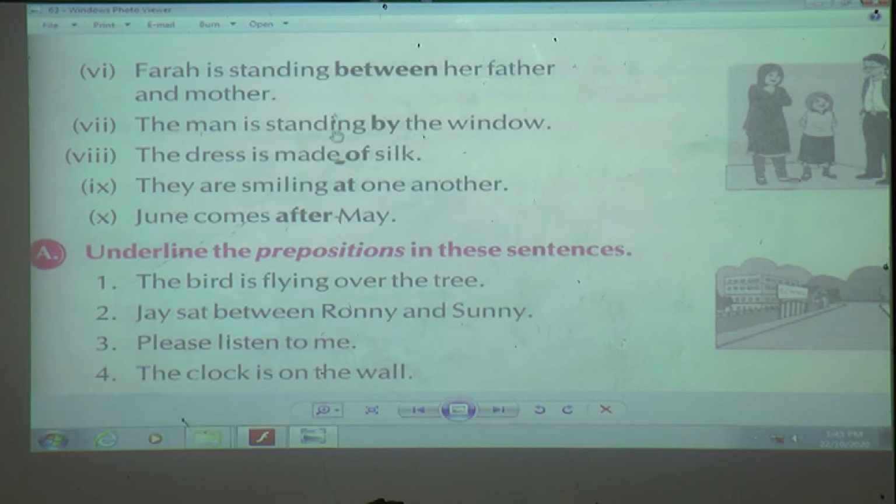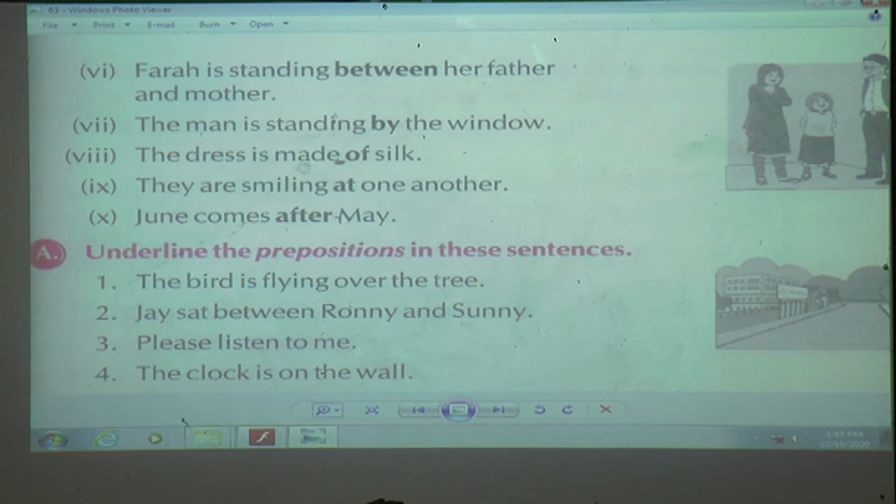The man is standing by the window. Where is the man standing? Yes, by the window. So by is a preposition. The dress is made of silk. So the dress, what is it made of? Silk. So of is a preposition. The dress is what, students? Noun. Is made is verb. So of is a preposition.